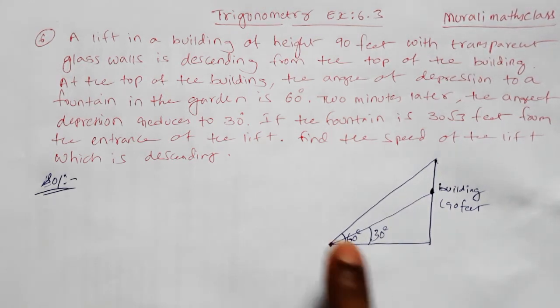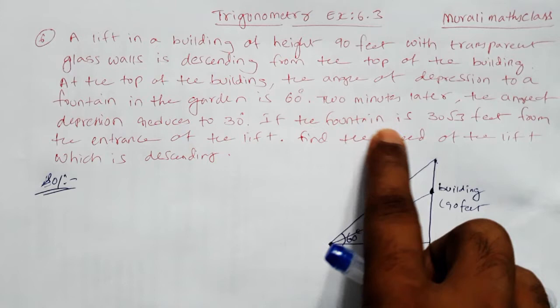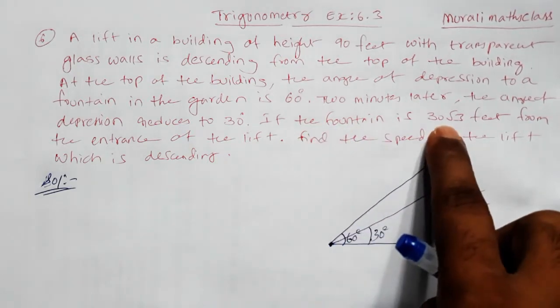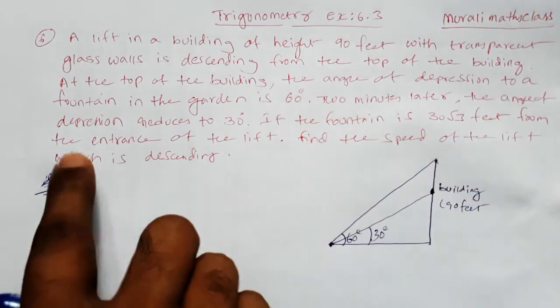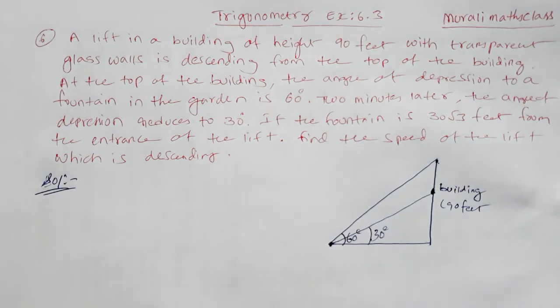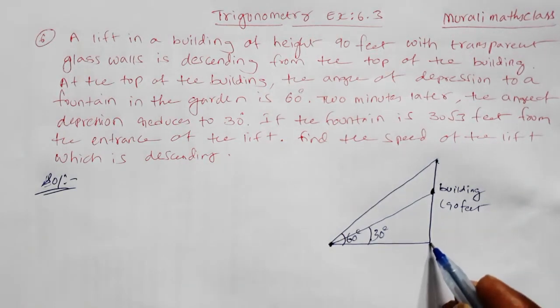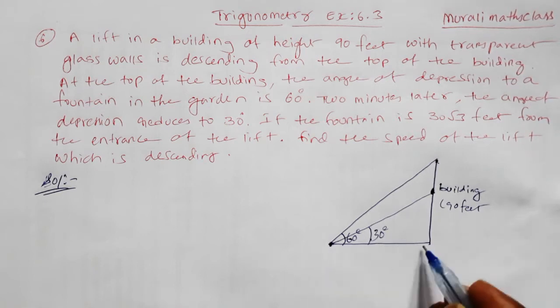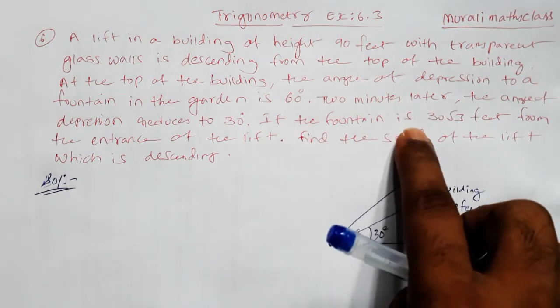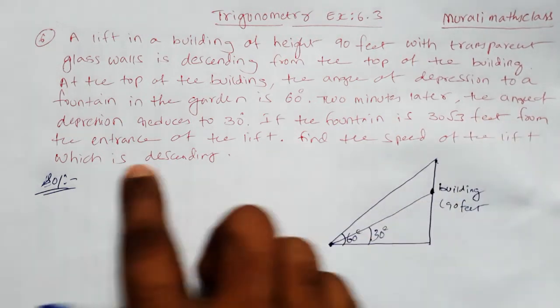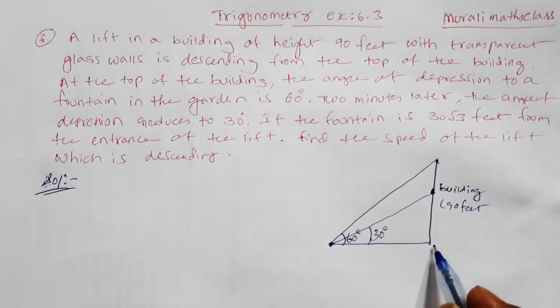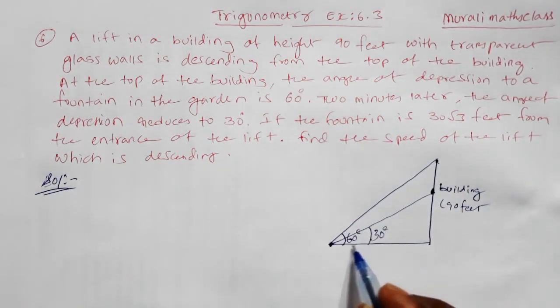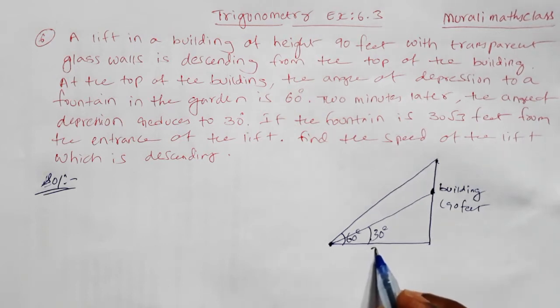Next, what is it saying? If the fountain is 30 root 3 feet from the entrance of the lift. So this is the entrance of the lift. From here, this distance is given. From the entrance of the lift, the fountain is at a distance of 30 root 3 feet.